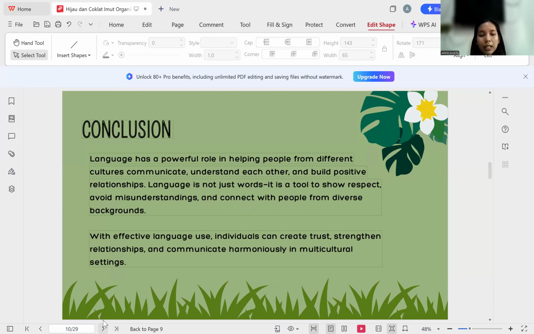So the conclusion is that language has a powerful role in helping people from different cultures communicate, understand each other, and build positive relationships. Language is not just words, but a tool to show respect, avoid misunderstanding, and connect with people from diverse backgrounds. With effective language use, individuals can create trust, strengthen relationships, and communicate harmoniously in multicultural settings.